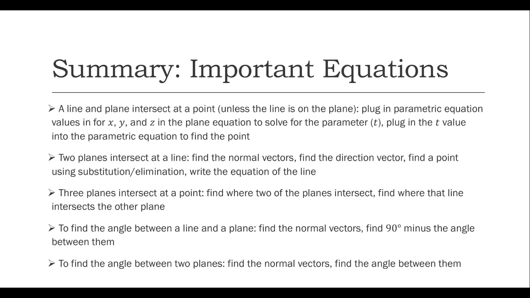To find that point, you'll find where the two planes intersect, and then find where that line intersects the other plane. To find the angle between a line and a plane, you'll find the normal vectors, and then find 90 degrees minus the angle between them. Finally, to find the angle between two planes, you'll find the normal vectors, and then find the angle between them.